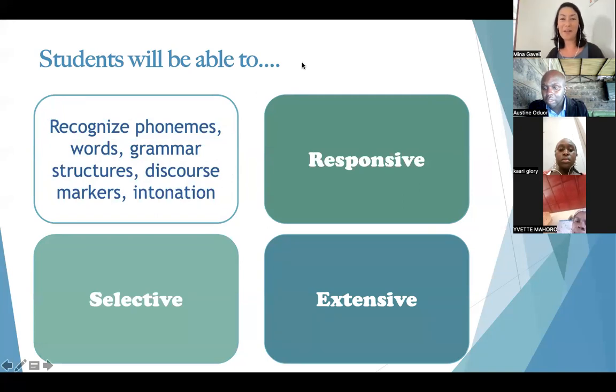Before I go any further, Yvette is saying that she teaches listening through reading, books, short stories, and also listening to audio, so a mix.